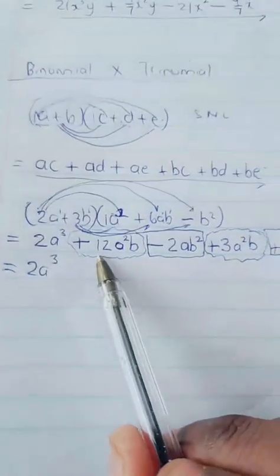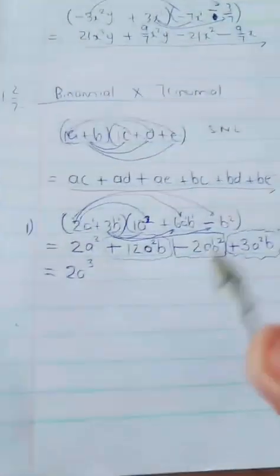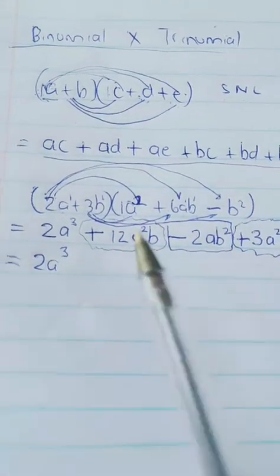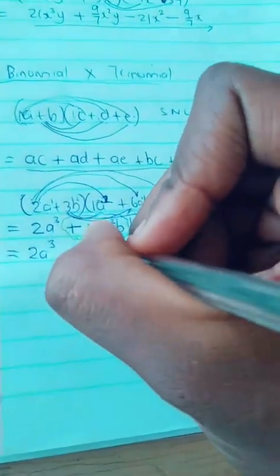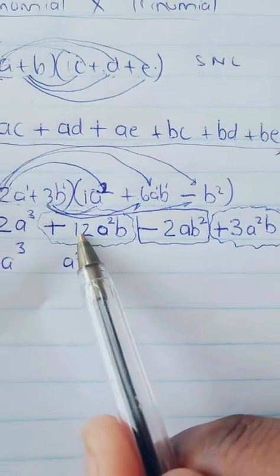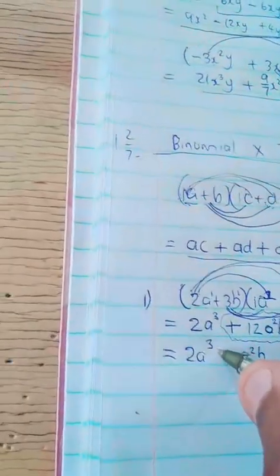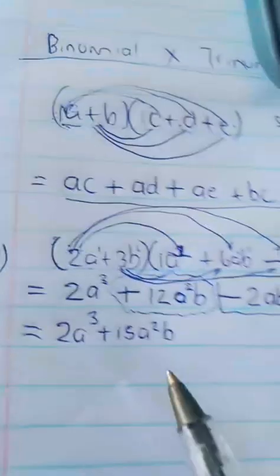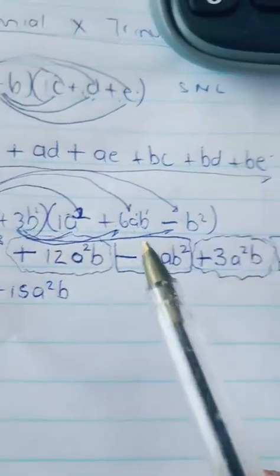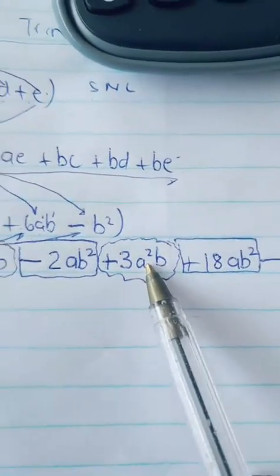All right, so 12a squared b. I know that when I add like terms, I basically keep the variable. So a squared b I know is going to feature in the answer whether I like it or not. But what I'm concerned about is plus 12 plus 3. What's 12 plus 3? 12 plus 3 is positive 15. So I have 15a squared b. That is when I added plus 12a squared b and plus 3a squared b.